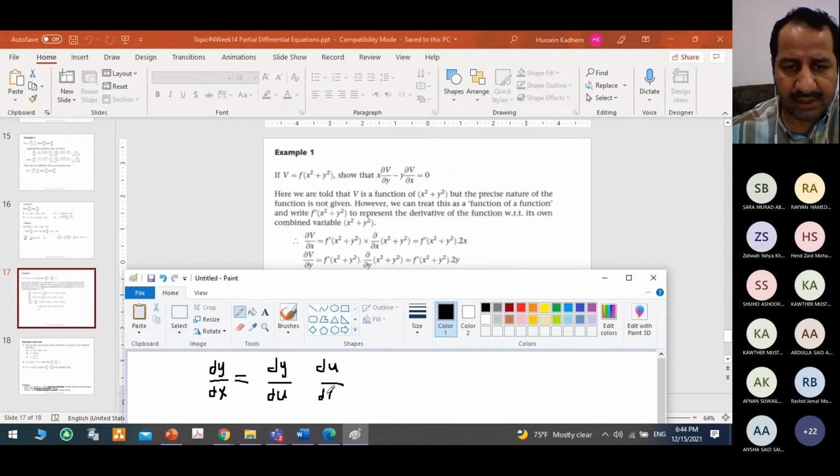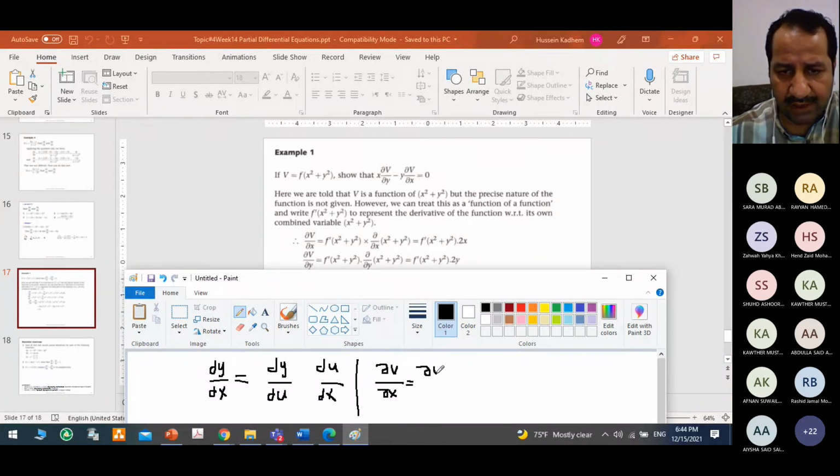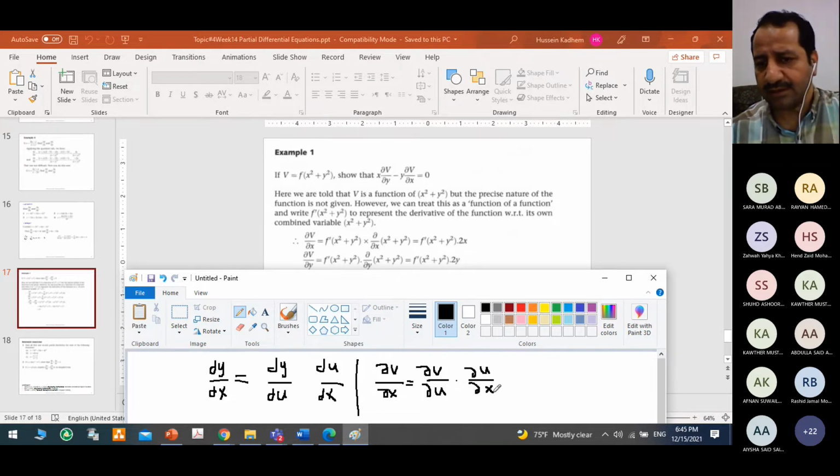Let me do the same principle on the same part. I will make a line here. Partial v over partial x. I will say this means partial v over partial u, dot partial u over partial x. Agree? Is it clear? Yes, doctor.